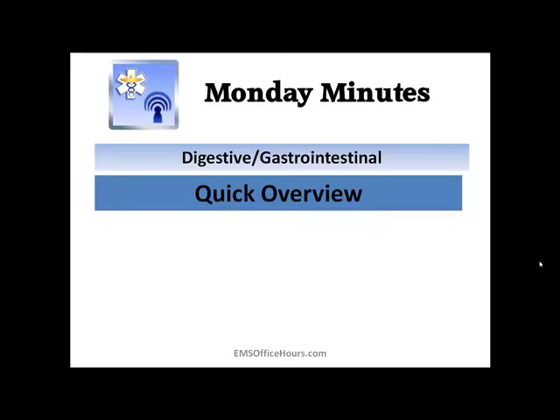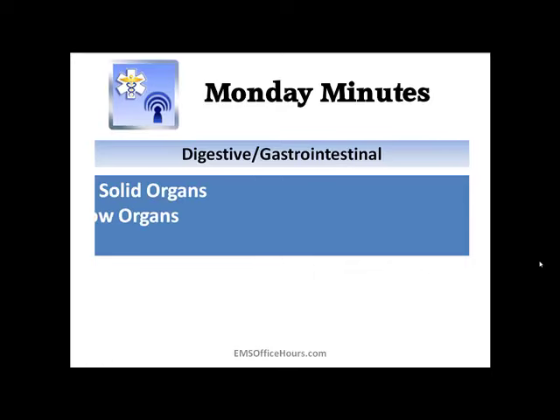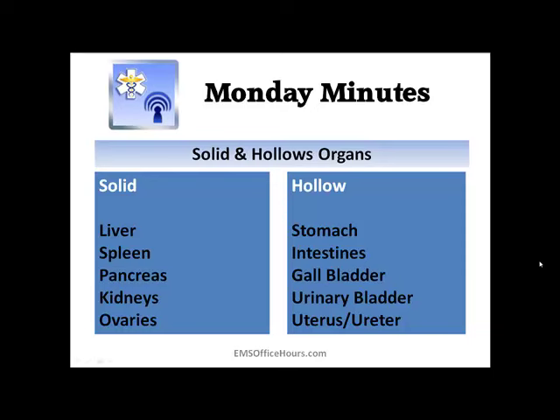It is a very quick overview, and we're talking about pretty much the solid organs or hollow organs and the abdominal quadrants. So your solid organs, of course, we've got your liver, the spleen, pancreas, your kidneys, and your ovaries if you are a female. And your hollow organs are your stomach, your intestines, both your small and large, your gallbladder, your urinary bladder, your uterus if you are a female, and your ureter. Okay, so these are your hollow organs and solid organs that you need to know.